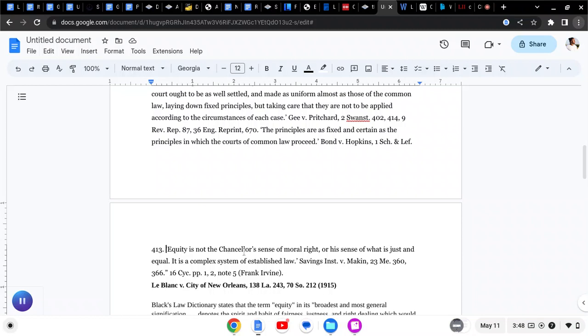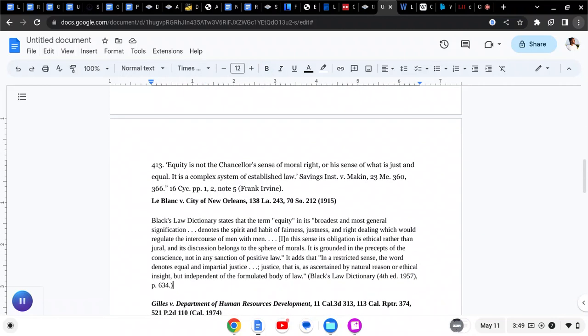Equity is not the chancellor's sense of moral right or his sense of what is just and equal. It is a complex system of established law. So let's go down. When they say chancellor, they're talking about what looks like a judge. He's not a judge. They call them chancellors, so to speak.